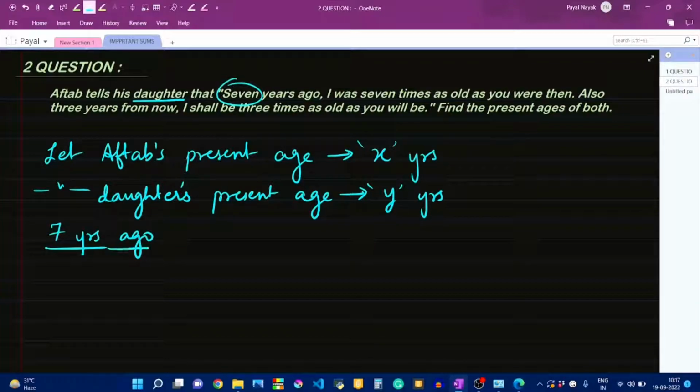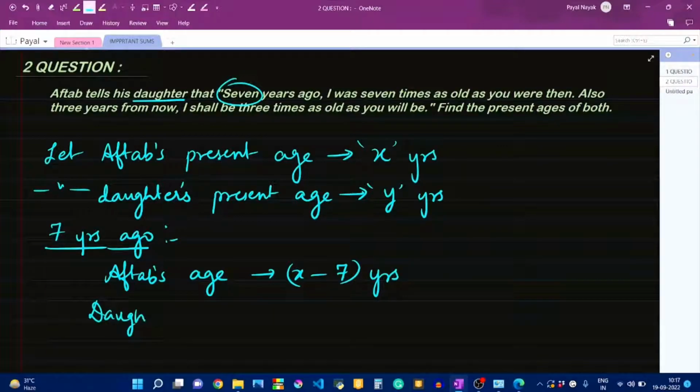So what are the ages? What will be the age before 7 years? So 7 years ago, Aftab's age will be x minus 7, right? x minus 7 years. And similarly, his daughter's age will also be less by 7. So the daughter's age 7 years ago will be y minus 7 years. Okay, what is the condition?